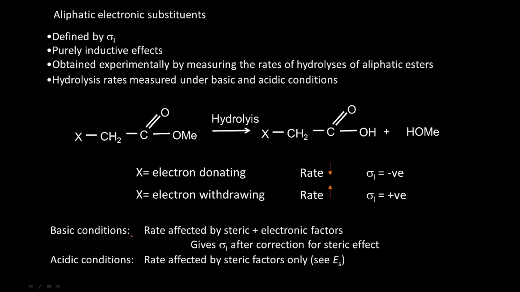So under basic conditions, rate is affected by steric, like I mentioned, steric plus electronic factors. So it gives sigma 1 after correction for steric effect. Under acidic condition, rate is affected by steric factors only, that is ES. We talked about ES before, right? Taft size factor. So remember that under basic conditions we will have steric and electronic effect. Under acidic conditions we have only steric effect. That is why here we mentioned the sigma 1 here, because you can have steric effect also coming into the picture. Taft's steric factor we talked about.